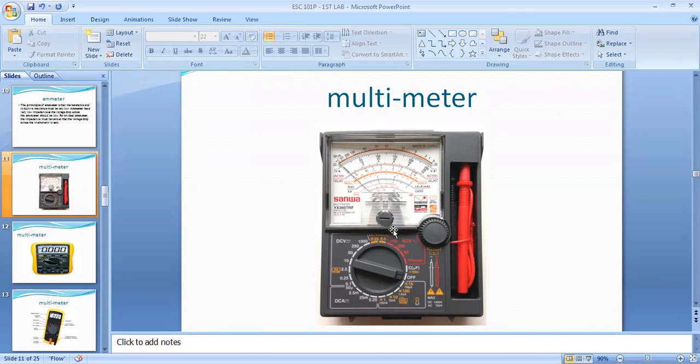Except Abhishek, can anyone tell me what is the purpose of the multimeter? Why are we using the multimeter? Can anyone tell me? Anyone? Abhishek, can you tell me what is the purpose of the multimeter?